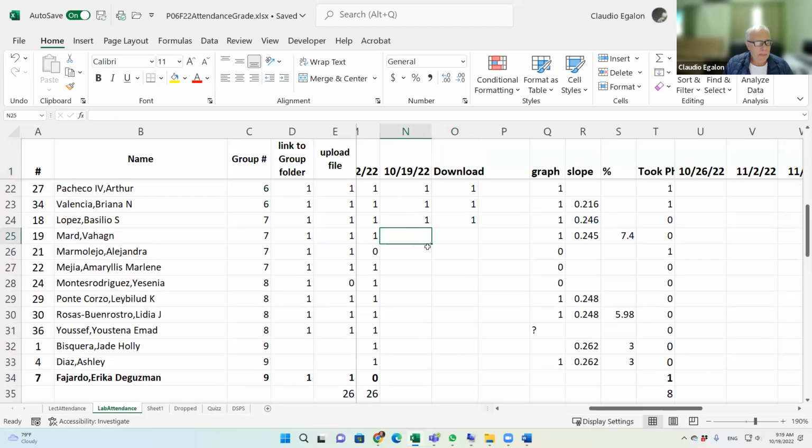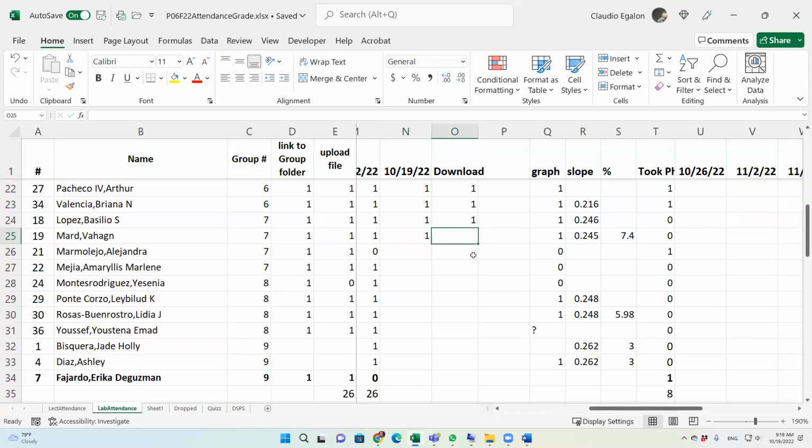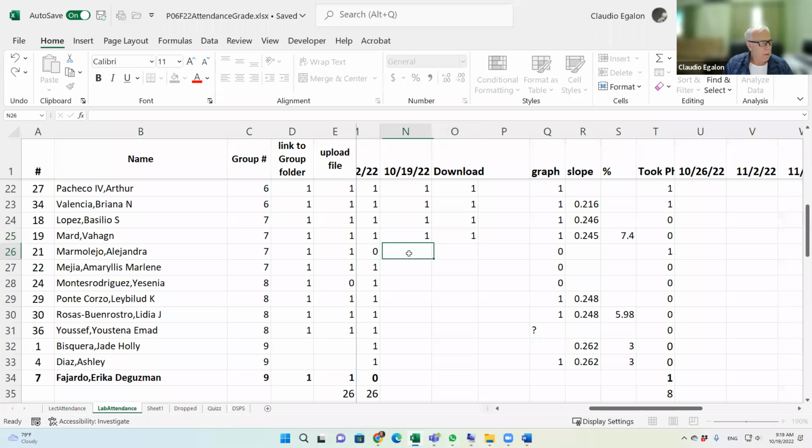So Vahak, are you there? I'm here and I was able to open the document. Okay, good. So Alejandra Marmolejo. I don't see Alejandra here. Amarilis, are you there? I don't see Amarilis either.